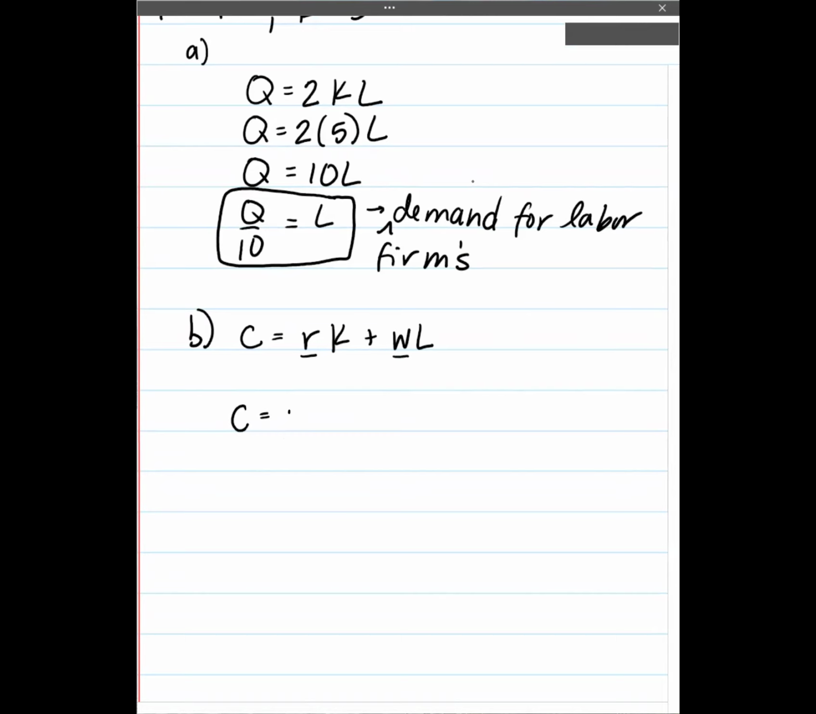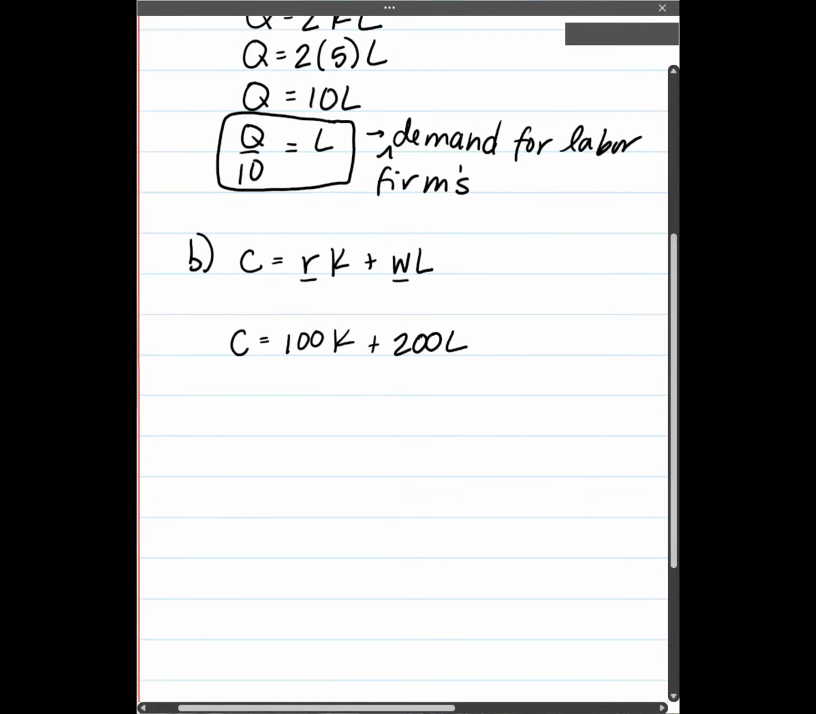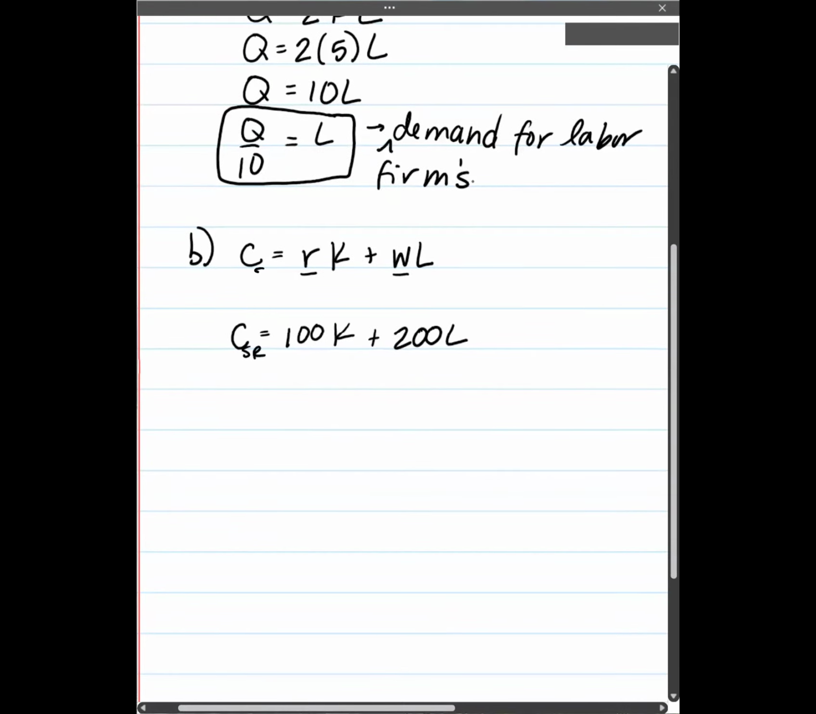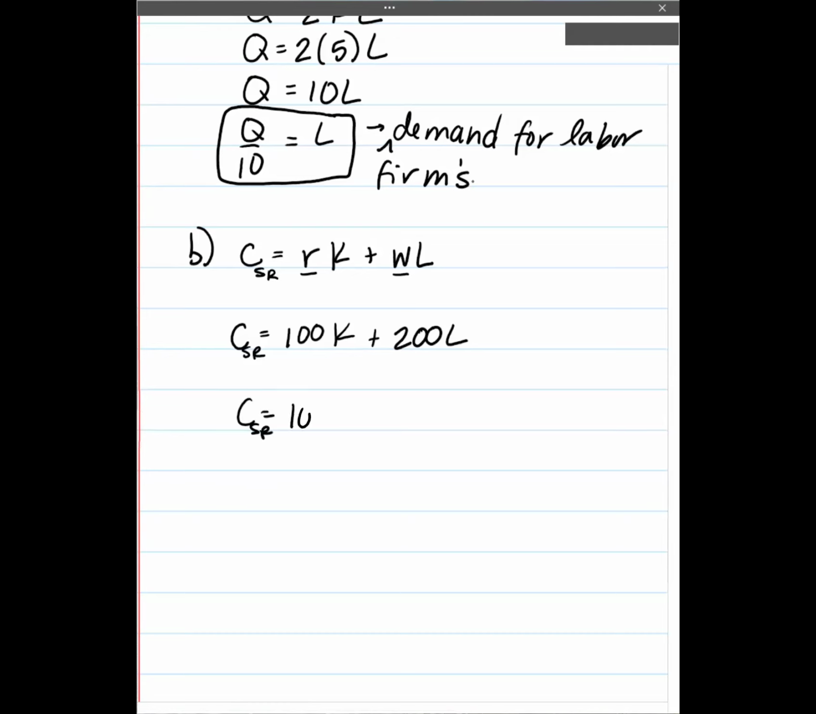The rental price of capital is $100. We're going to multiply that by the amount of capital used, and then add 200, the wage, times the amount of labor used. And again, we want this in terms of Q. We know in the short run, which is what we're dealing with, Fry Supply has to use 5 units of capital. So we're going to substitute 5 for capital. And we know its demand for labor in terms of output, so we can substitute for labor here, using what we found for part A.